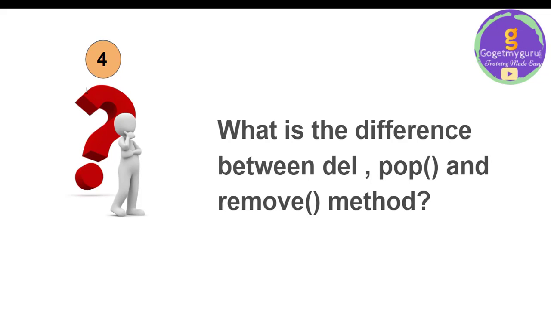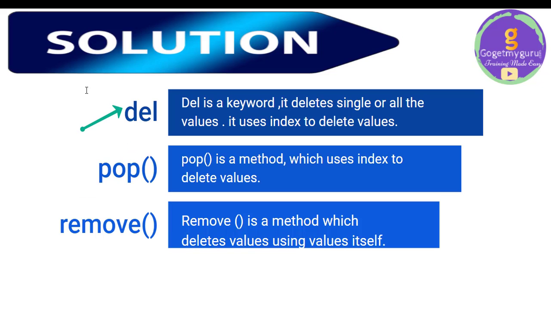What is the difference between delete, pop and remove? So delete is a keyword. It deletes a single value or it deletes the entire list or tuple. How does it delete? It deletes using index. When it comes to pop, pop is a method which uses index to delete values, and remove is also a method which deletes values using the values themselves. So you have to mention the values which you want to delete when you are using the remove method.